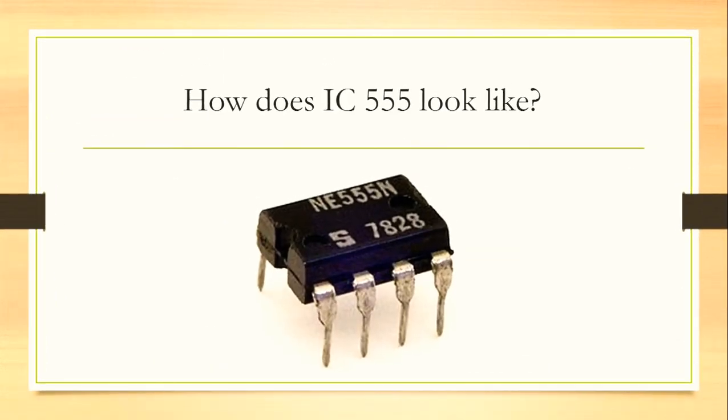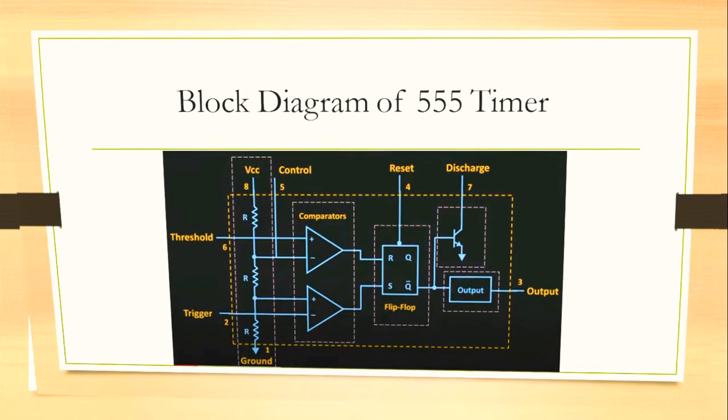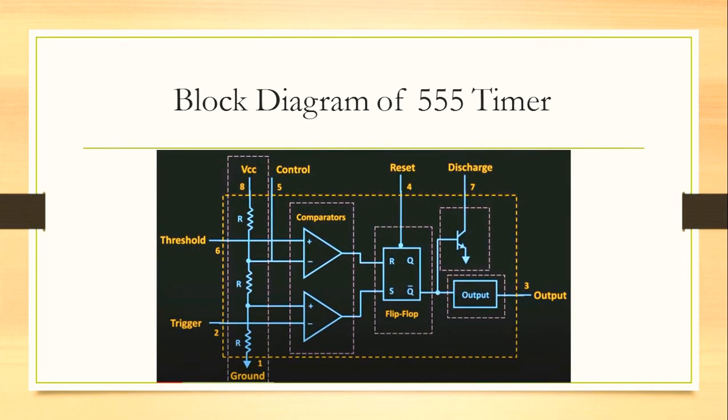And that's how a 555 timer IC looks like in real life. There are 8 terminals, 4 on each side, which each have different functions. And that's what's inside the 555 timer IC. There's the block diagram of the 555 timer IC.